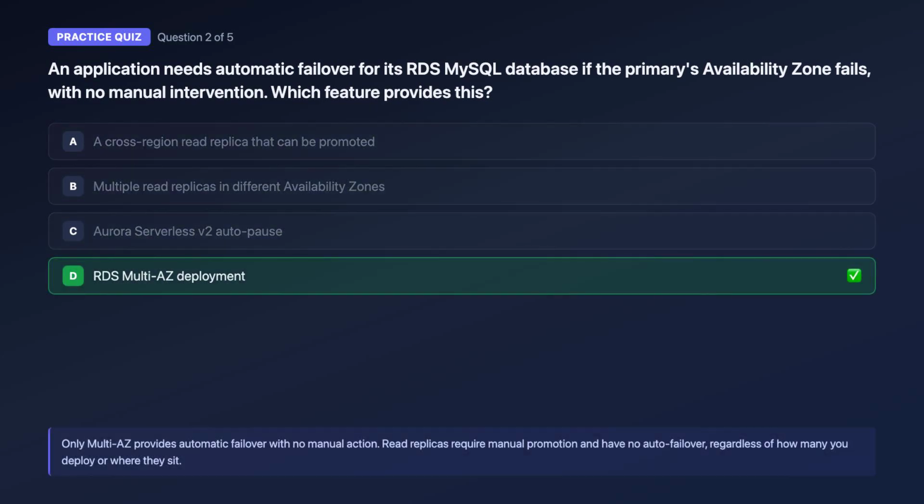The right call here is D. Read replicas, no matter how many you deploy or which zones they sit in, require a deliberate manual promotion. There's no auto failover. Only multi-AZ automatically promotes the standby and repoints the endpoint with no human involvement.